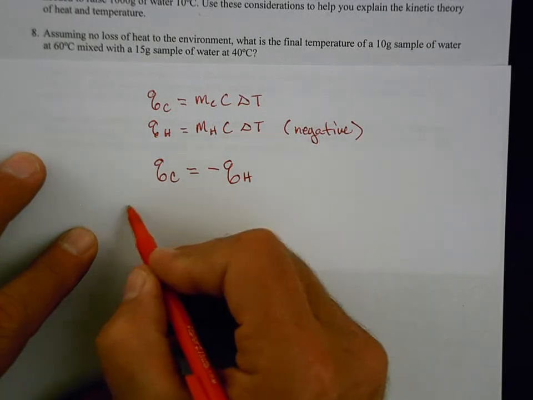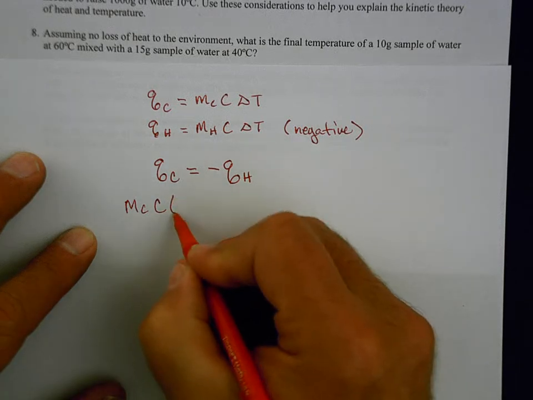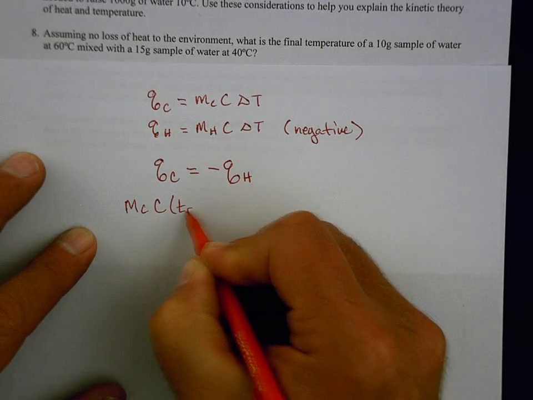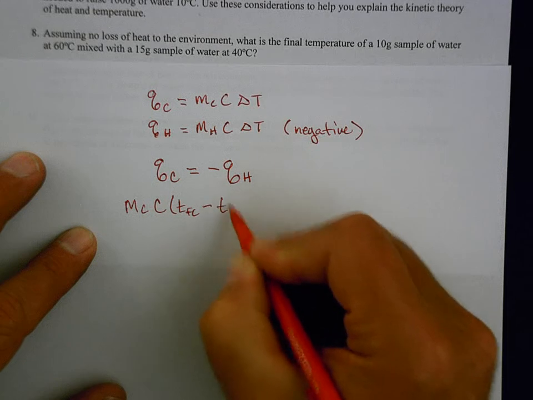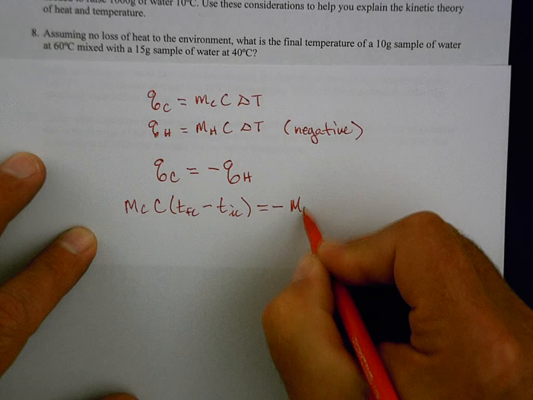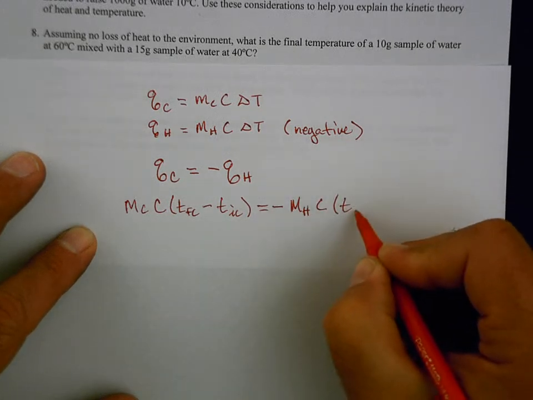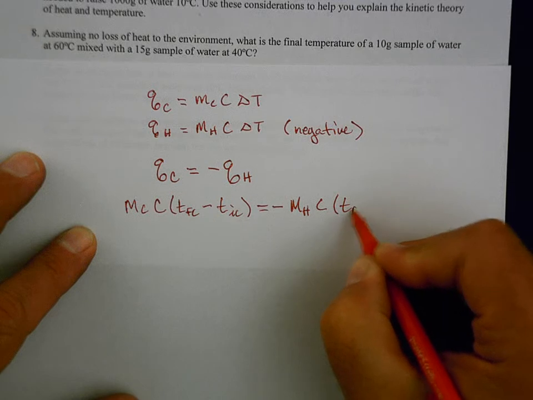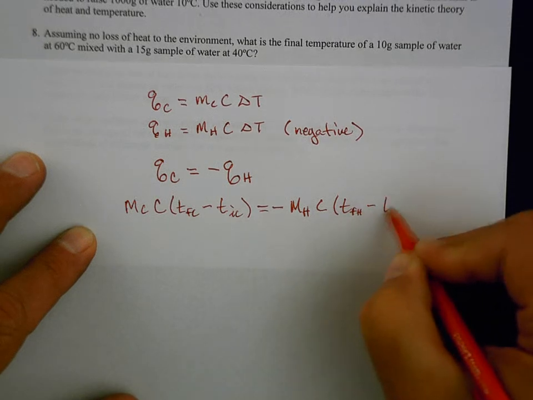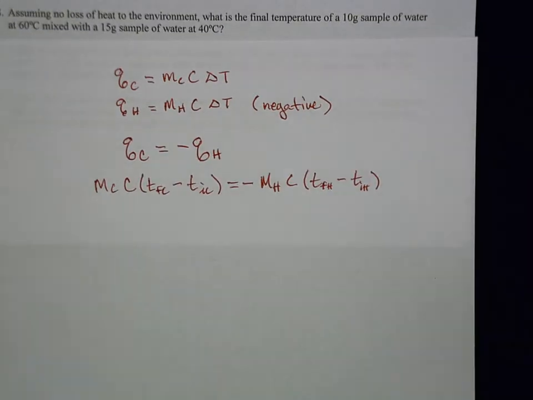So this becomes the mass of the cold water times specific heat, the final temperature of the cold water minus its initial temperature of the cold water, has to equal the negative of the mass of the hot water times specific heat, and then the final temperature of the hot water minus its initial temperature of the hot water. And again, this is because we're not letting it go anywhere else. The heat that the hot water lost went into the cold water.